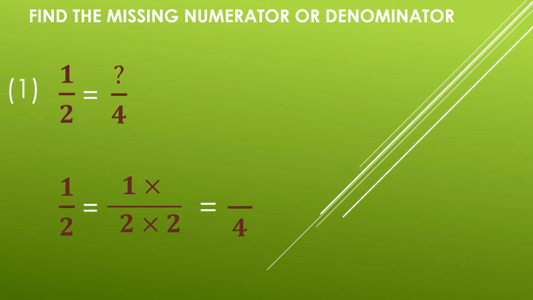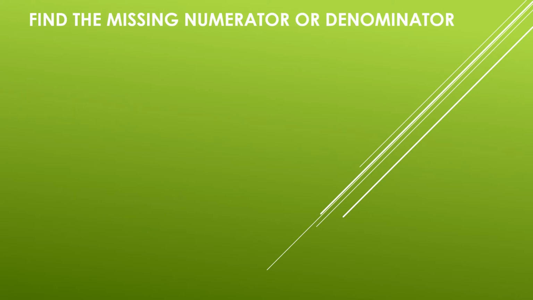Let's multiply the same number in numerator also. Because when we multiply the numerator and the denominator of a fraction by the same number other than 0 and 1, we get an equivalent fraction. 2 ones are 2. So write 2 in the numerator. Let us solve one more question.